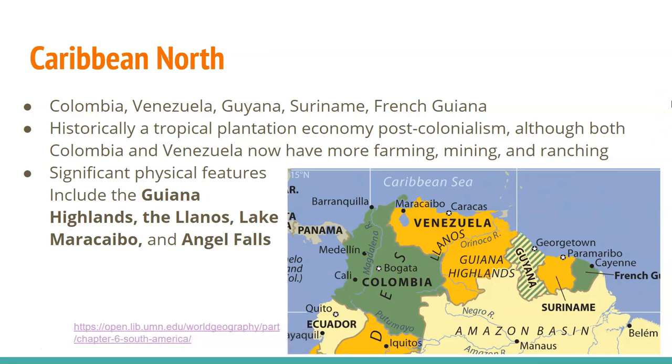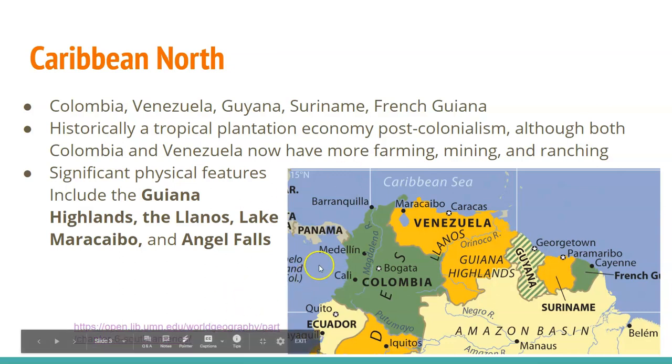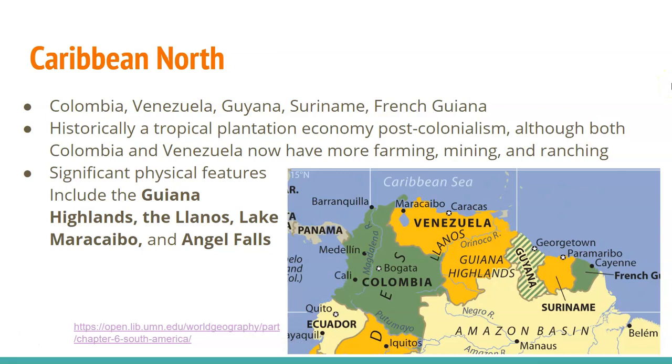So all of these countries here have access to the Caribbean Sea, although it is interesting that Colombia has not developed its ports over on the Pacific Ocean as much as some of the other countries along the west coast of South America have. So even though French Guiana, Suriname, and Guyana still have some of that tropical plantation aspects, Colombia and Venezuela now have diversified their economies, and we have a lot of farming, a lot of mining, and a lot of ranching. We do have a very diversified landscape as well here.